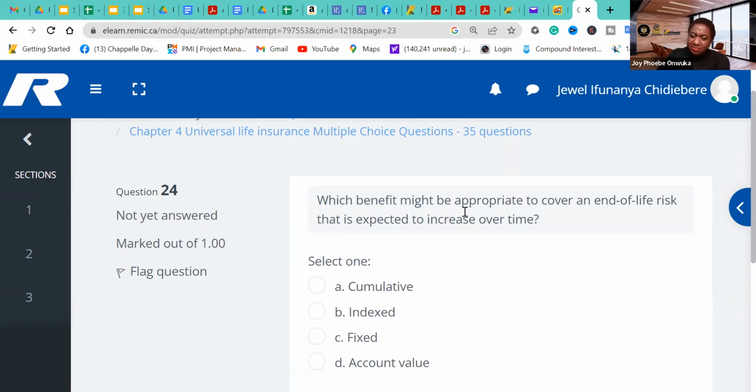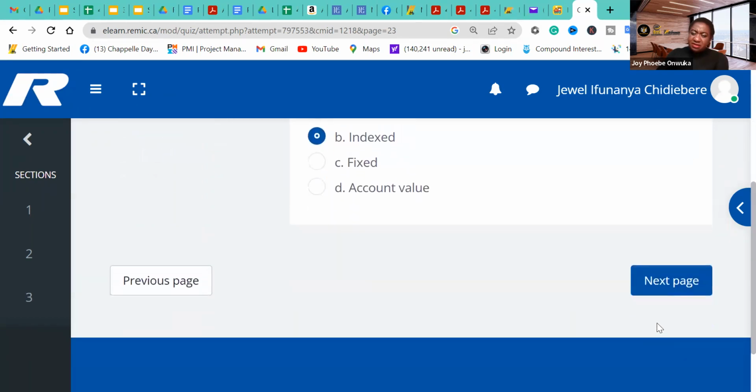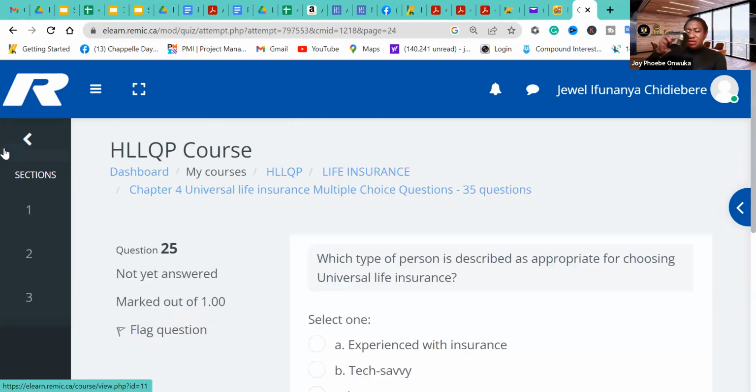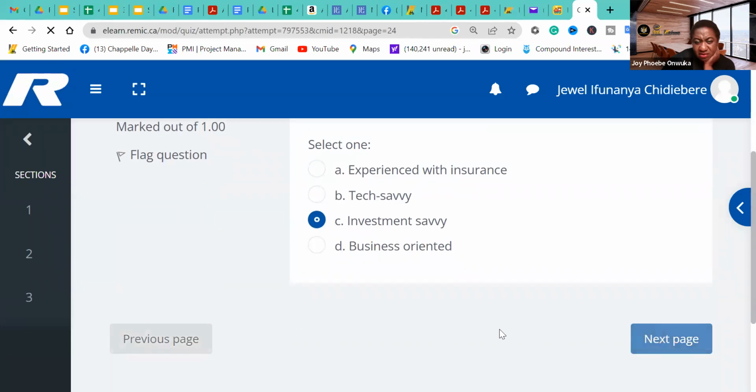Which benefit might be appropriate to cover end-of-life risk that is expected to increase over time? Cumulative, index, fixed, accumulative. It is index. Which type of person is described as appropriate for choosing universal life insurance? Experience with insurance, tech savvy, investment savvy, business oriented. I would say investment savvy. Okay.